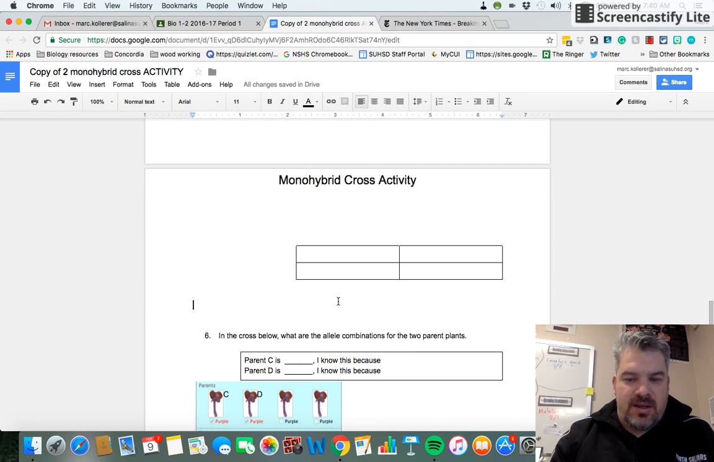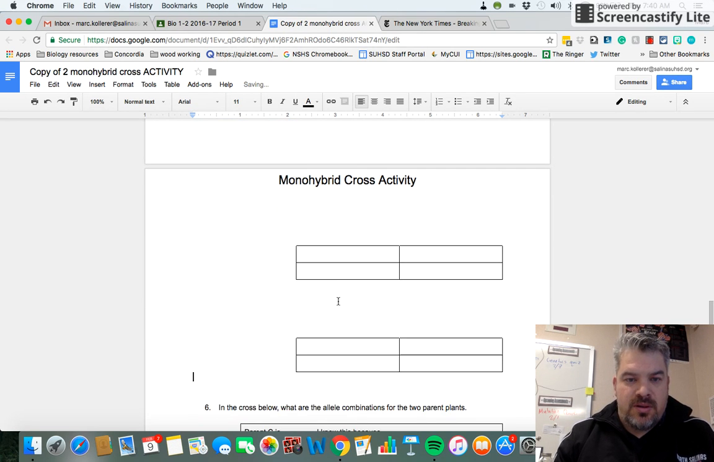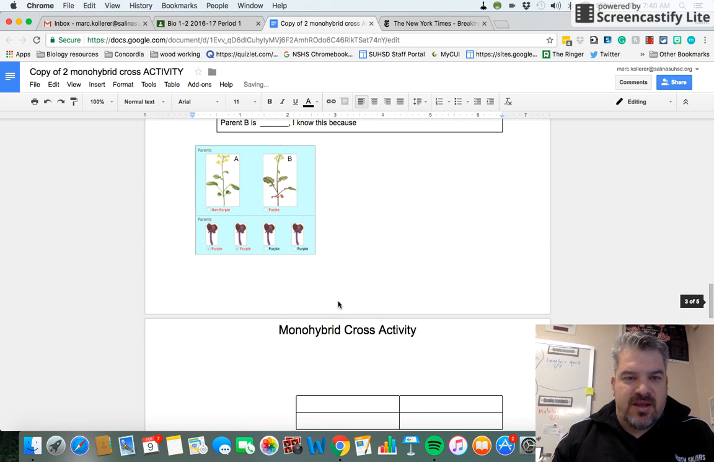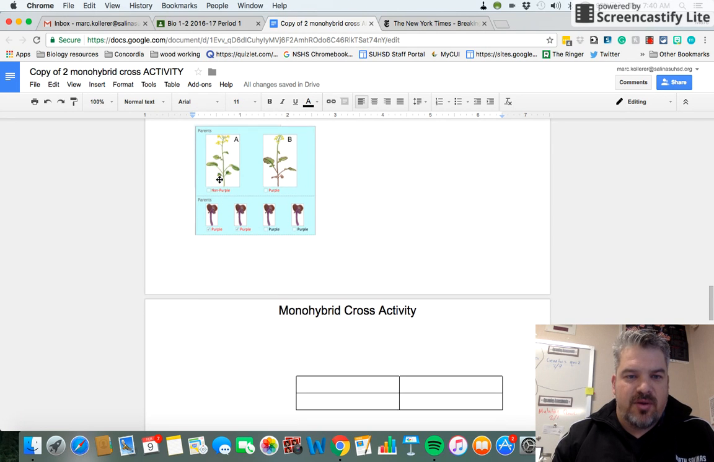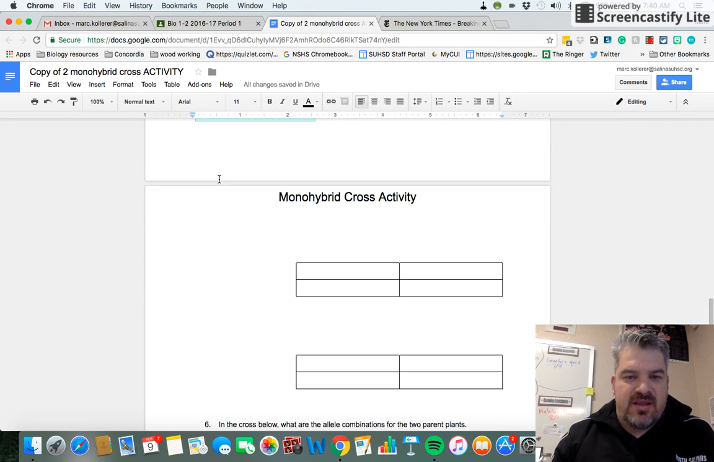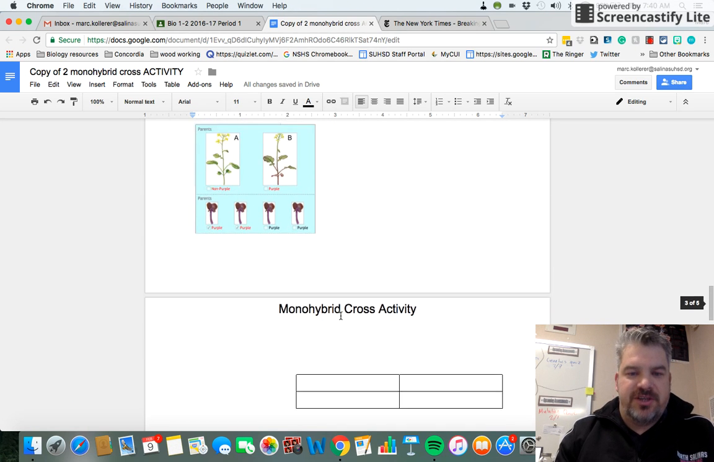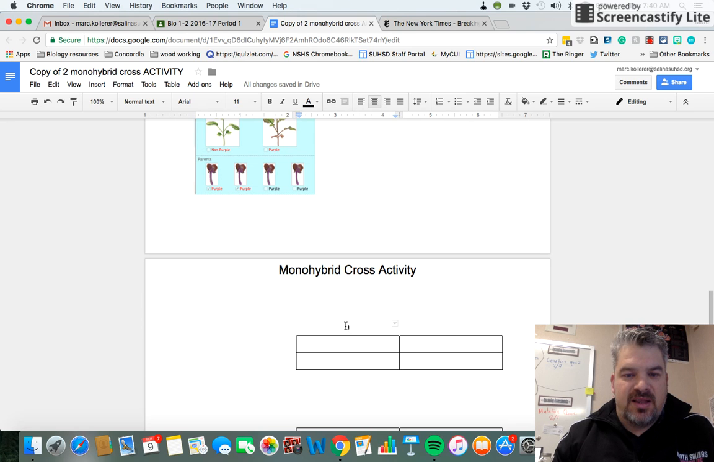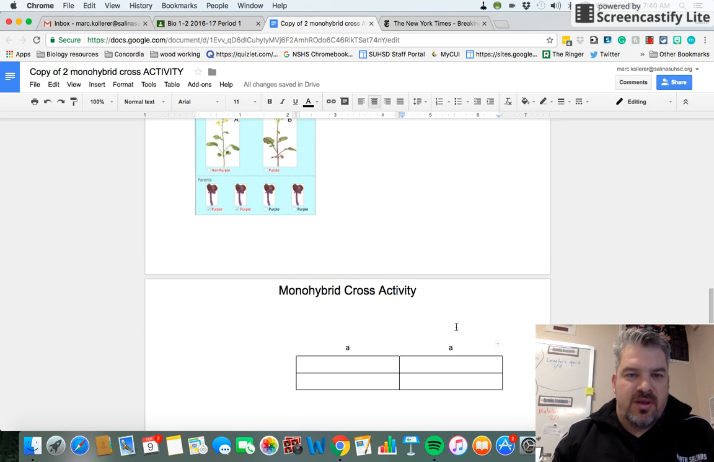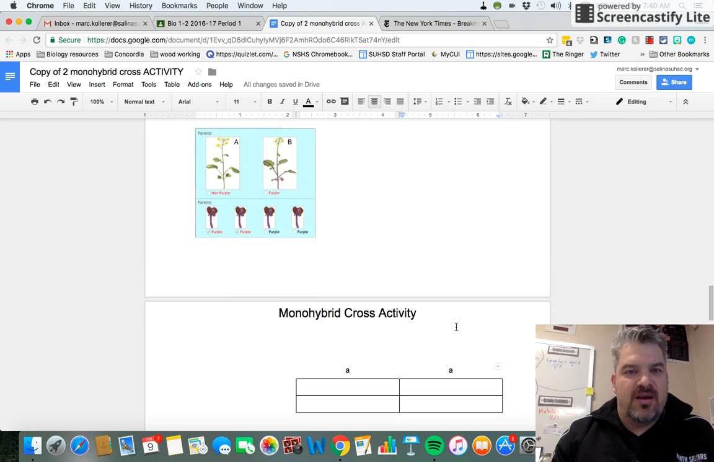So I'm going to do the different Punnett squares that could happen from this. The first thing I notice is that plant A is non-purple, and that's an advantage to me because non-purple can only have one genotype. It has to be little a, little a. So on your board, you would put little a on a Punnett square.